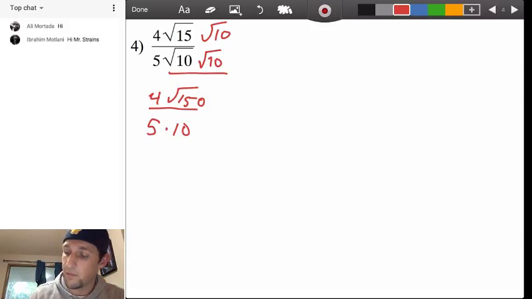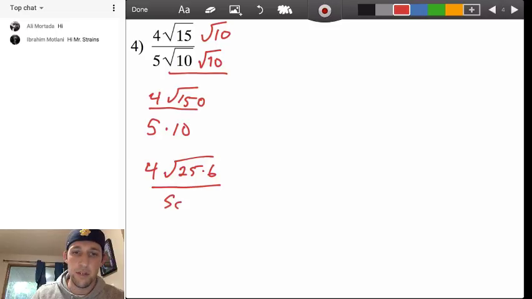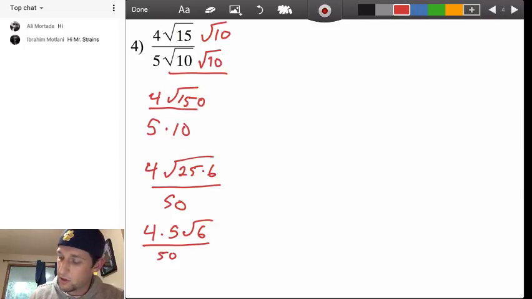Okay, so I'm going to use the perfect squares method, make that 25 times 6. At the same time, I might as well do my math on the bottom, change that to a 50. That changes to 4 times 5 times the square root of 6, from taking the square root of 25. I get 20 root 6 over 50.